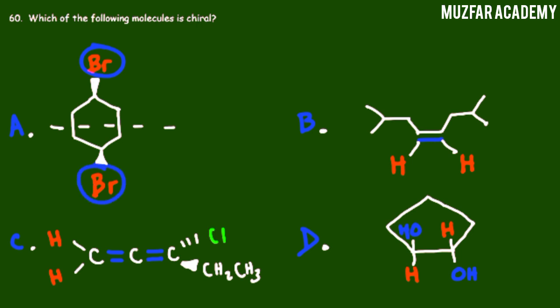We can see the bromine atoms are the same across that line and are on the same side. Also, there are no chiral centers here. This carbon is not chiral because the left side is the same as the right side. So for answer choice A, this is an achiral molecule. Achiral molecules are optically inactive.